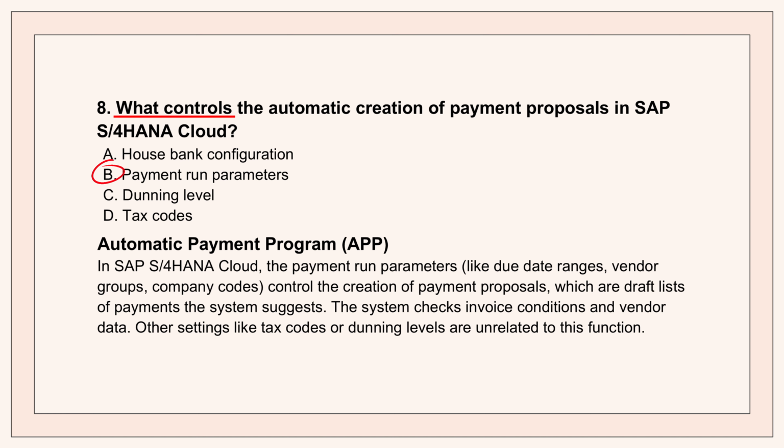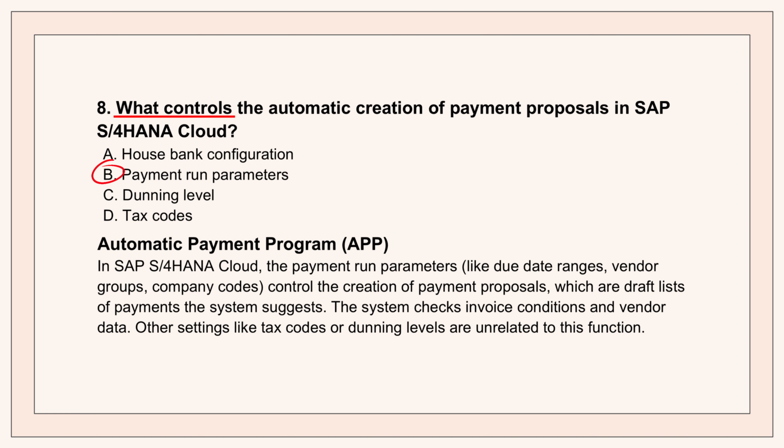Payment run parameters, tell me more. Well, when you kick off an automatic payment run, you have to tell the system what you want it to look for. You define the parameters, things like which company codes, what are the due dates for the invoices you want to consider paying, which vendors or customers, which payment methods are allowed for this run. So you're setting the rules for the search, essentially. Yeah, exactly.